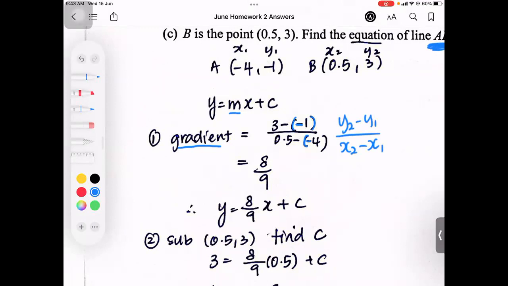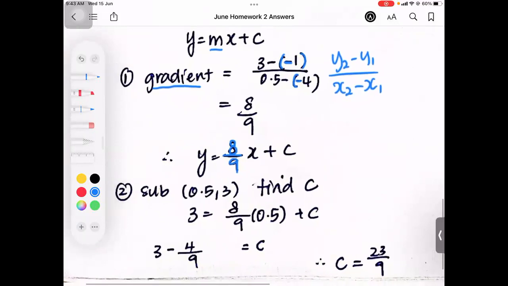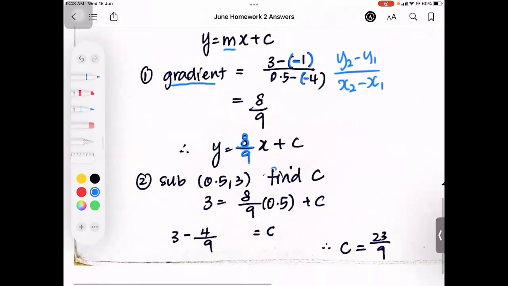y equals to mx plus c. So I replace my gradient, then with the c value. Next one, how do I find my intercept? I substitute a point. For me, I choose to substitute the one that has no negative number because I worry that I will make mistake. So I chose B 0.53. But if you want to use -4, -1 also can, no problem. To find c, after I multiply, I subtract it away. So I move it over this side, I subtract it away.